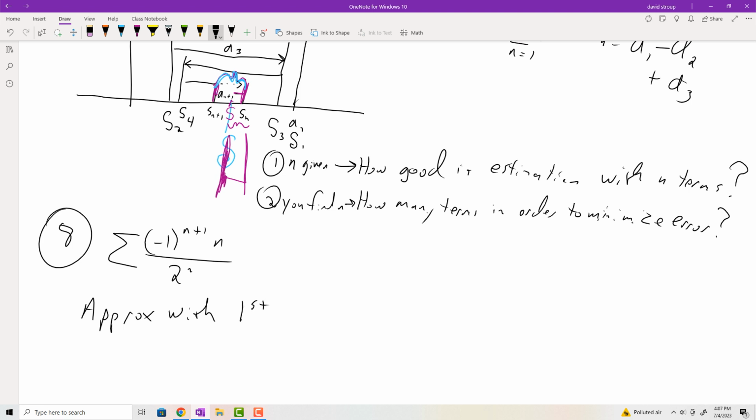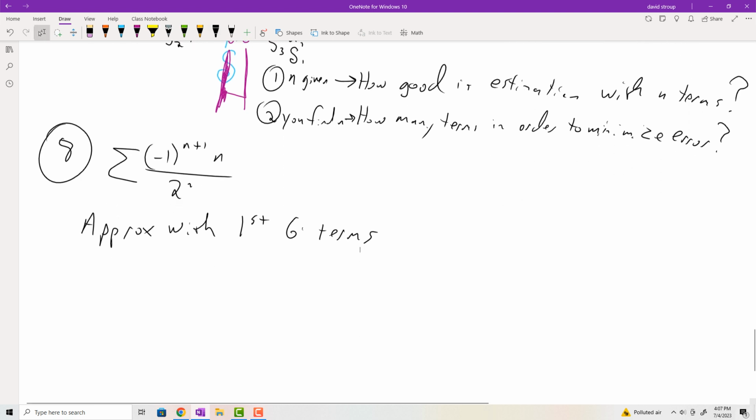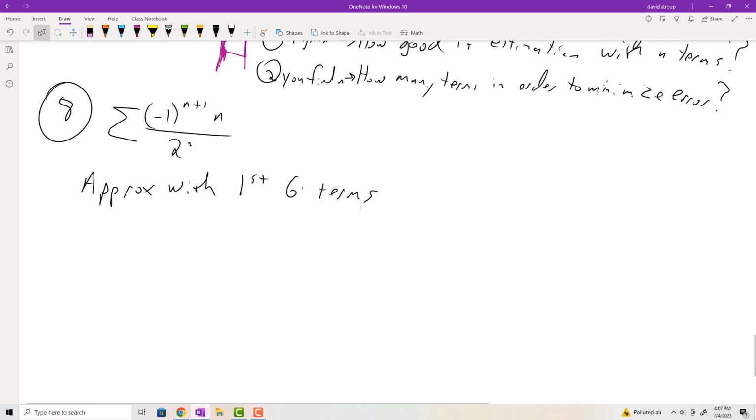Approximate this sum with the first 6 terms, and then give an estimation for your sum. And for a lot of these series, you don't really need that many terms to get an idea of what it will equal. Right? So anyways, first you want to get your hands on S sub 6. I would use some sort of calculator, but we can write it out.